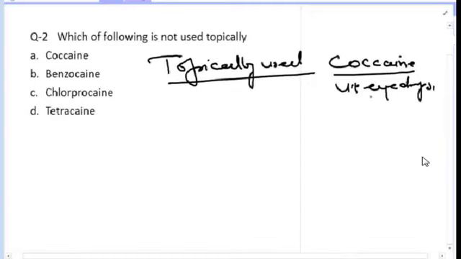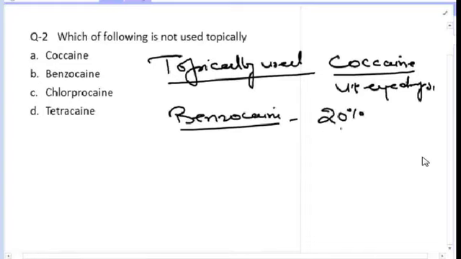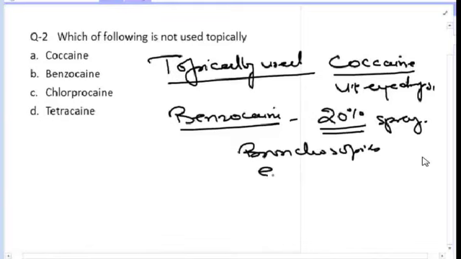Then benzocaine, it is used as a 20% spray for bronchoscopies and endoscopies. It causes a high incidence of methemoglobinemia.